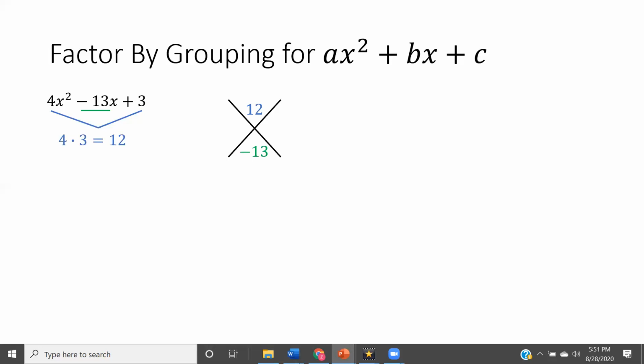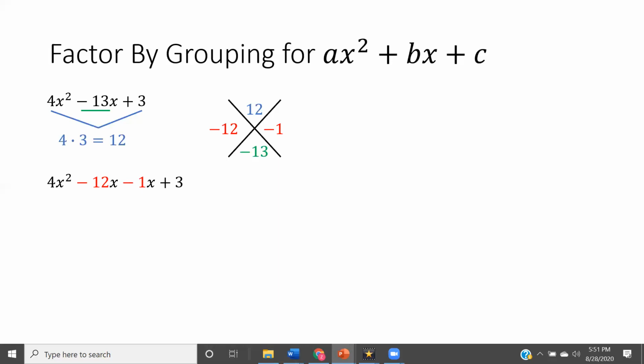My next step is to play that factoring game. The factoring game, as you've seen before, is I want to multiply to get the top number, and now I want to add to get the bottom number. So the two things that multiply to get me 12 and add to get me -13 are -12 and -1. That one's a little bit tricky, so it might take you a while to find it, but those are the two things that work out.